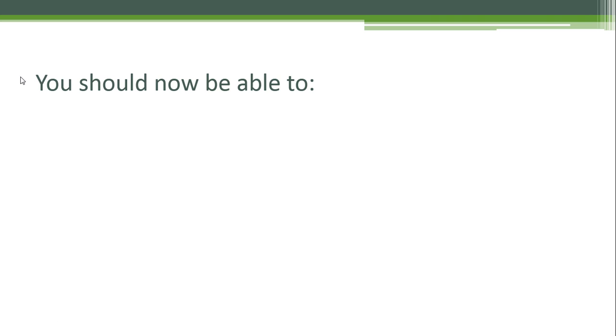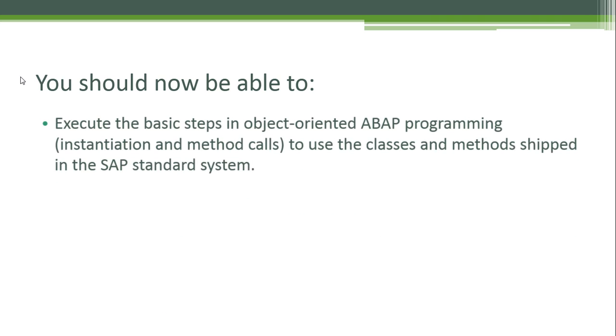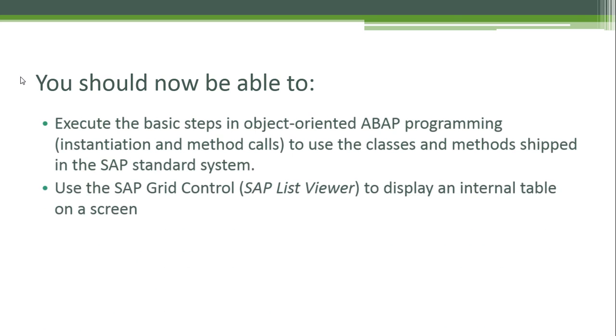So now you should be able to execute the basic steps in object-oriented ABAP program instantiation and method calls to use the classes and methods shipped in the SAP standard system. Use the SAP Grid Control, SAP List Viewer, to display an internal table on a screen.